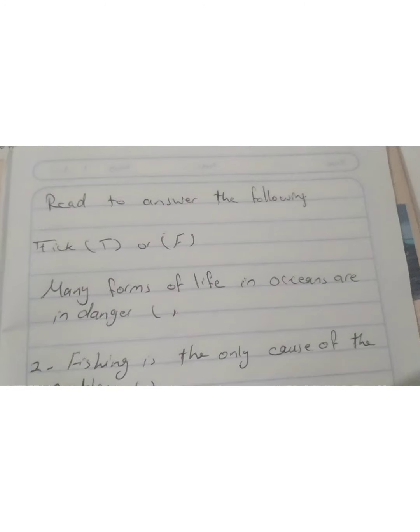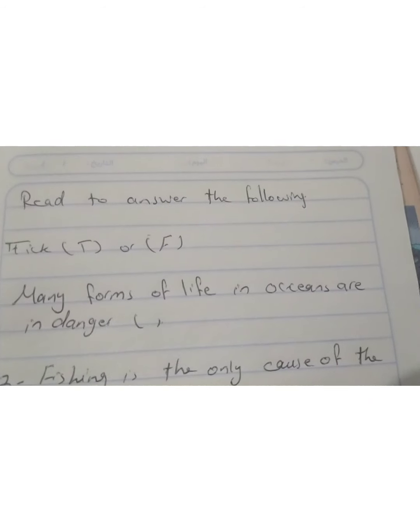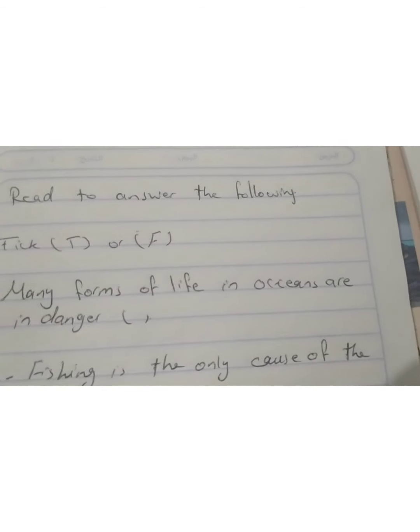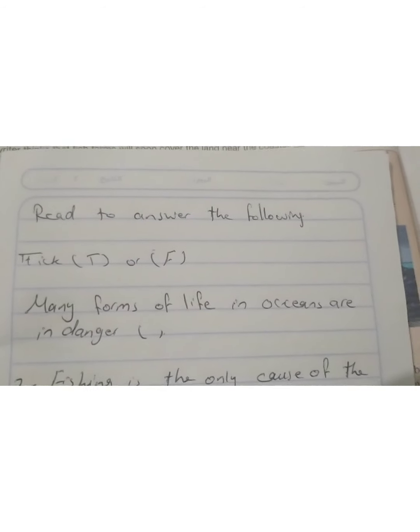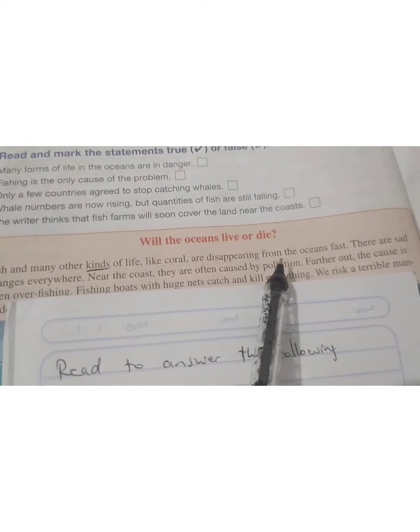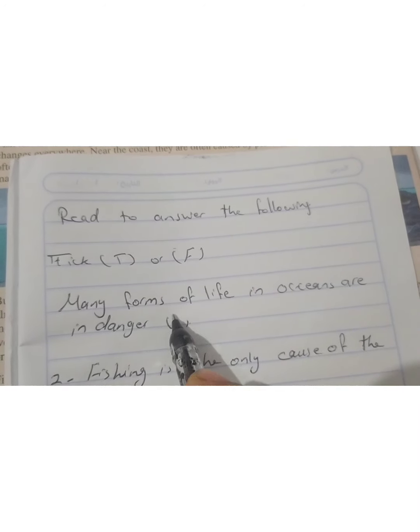Okay, class, now let's answer these questions. Read to answer the following. Mark true or false. Many forms of life in oceans are in danger. Now let's see the answer in the passage. Fish and many other kinds of life like coral are disappearing from the oceans fast. إذا, disappearing تختفي, it means they are in danger. إذا the first sentence is true.